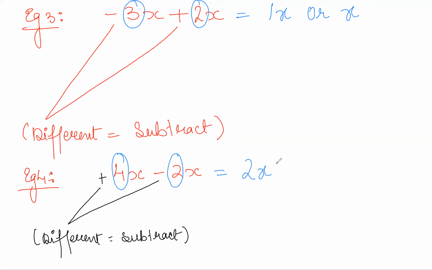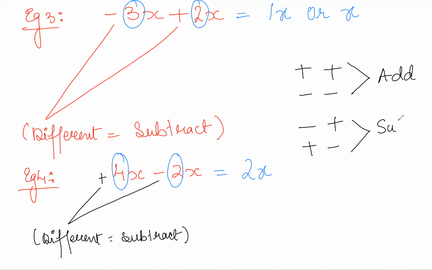So summing up all the rules told to you one more time, whenever I have the same sign, that is positive, positive, or negative, negative, you add them. And when the signs are different, like negative, positive, or positive, negative, you subtract them. So this is all about understanding the rules to be followed when you solve any algebraic equation. Now let's see a few examples.